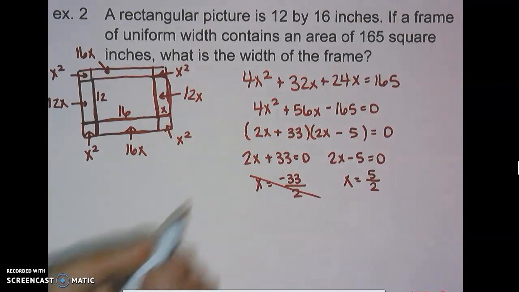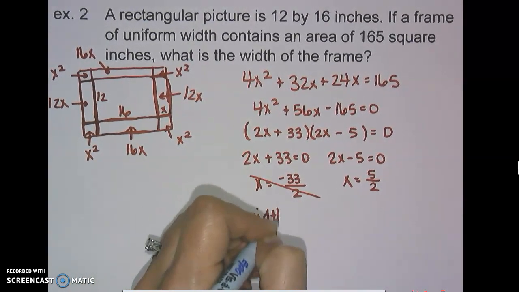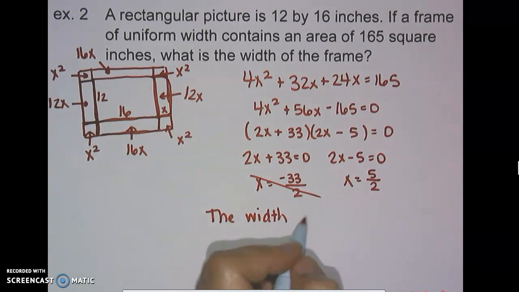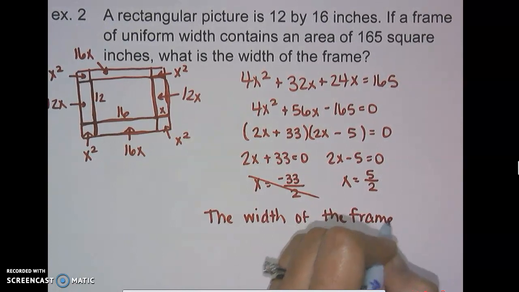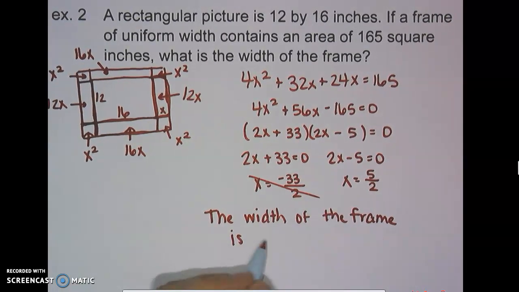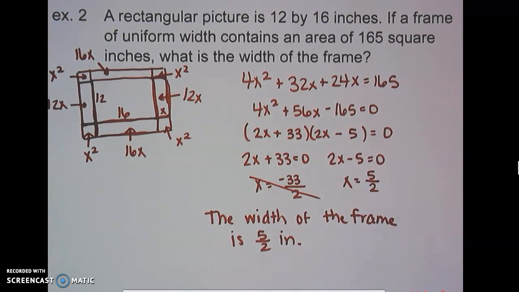What the heck does that mean? So we need to say the width of the frame is 5/2 inches. So you need to put a unit with that. You could also say 2.5, 2.5 is fine, but we should be using fractions instead of decimals for things. Okay, so that's the second type of word problem. We've seen those in the past.